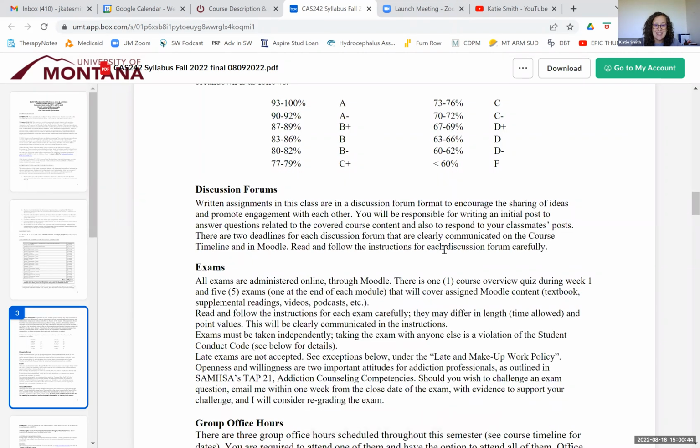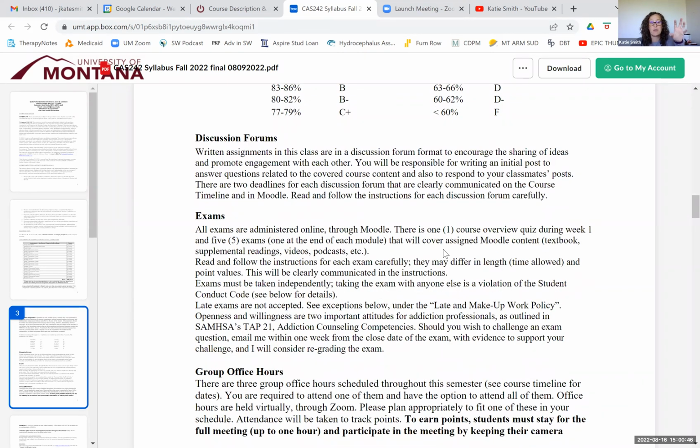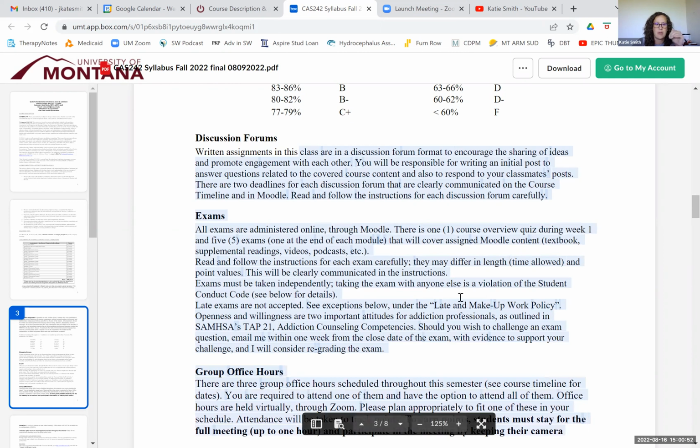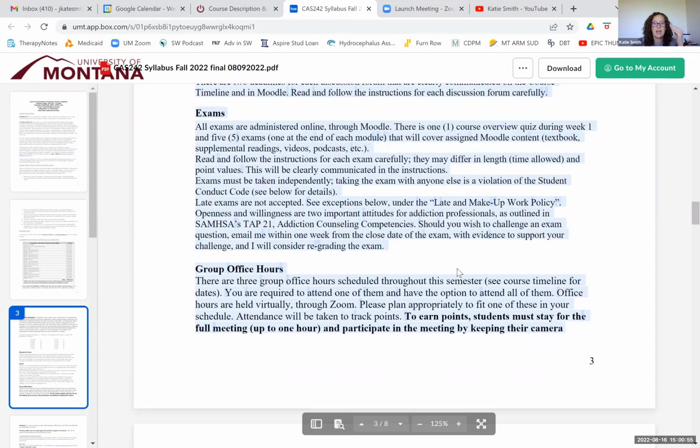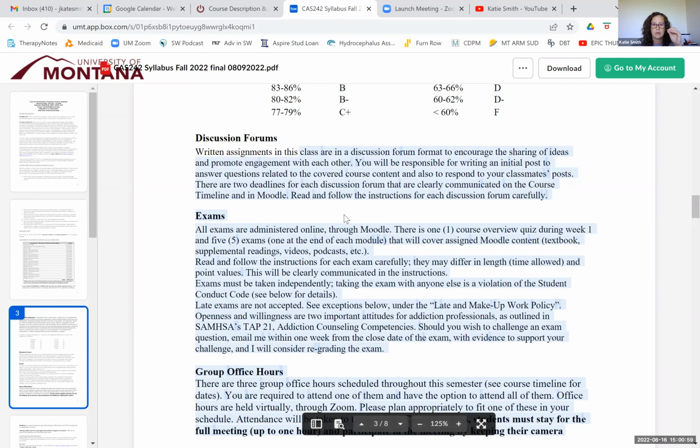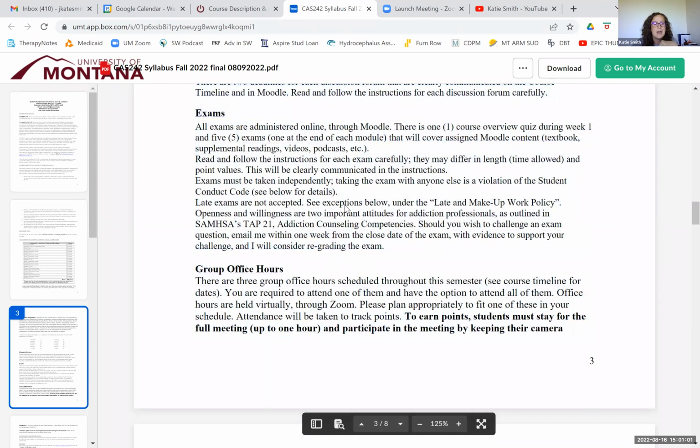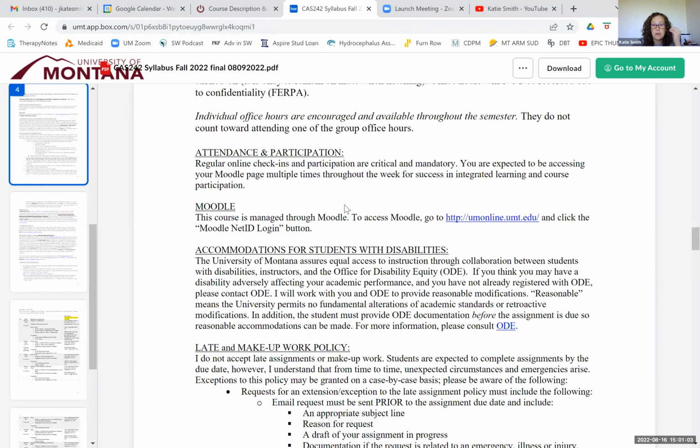So there are, again, I talk about this, discussion forums, exams, and group office hours. Here are more details about what is required for each of those. I will be doing a video for every single one of those things, so I'm not going to go through it in detail here, but please read through it.